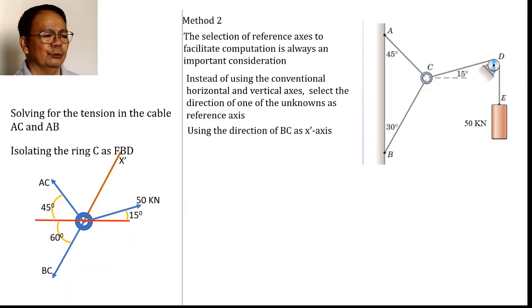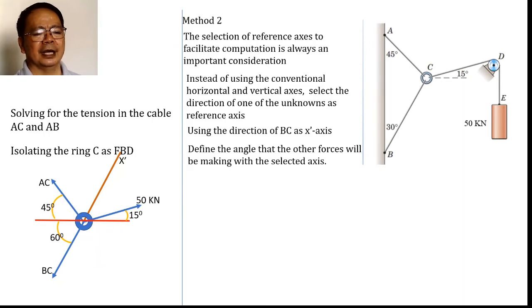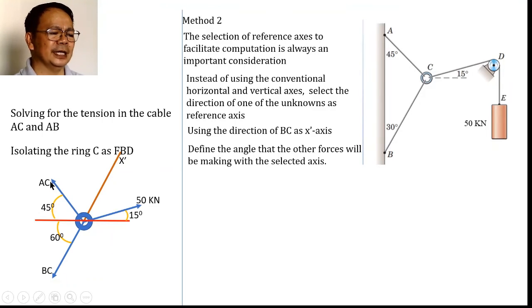Then we define the angle that the other forces will make with the selected axis. Let's take the angle that AC and this 50 will make with respect to the x prime axis. What could this angle be that is blinking here? Let's study it. The sum of these three, because these are supplementary, should be 60, 45, 105. So this should be 75.